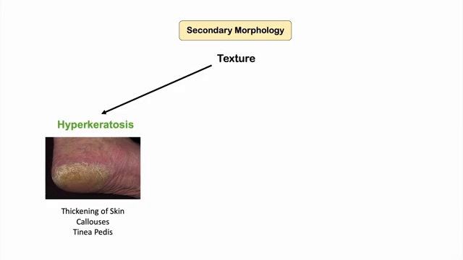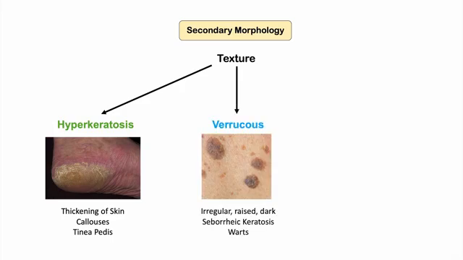And we keep going. There are more terms we can use for secondary morphology, and we do that by looking at the texture of the skin lesion. With regards to certain textures where we see a thickening of the skin, this is hyperkeratosis. We can see a hyperkeratotic appearance in things like calluses and in tinea pedis or athlete's foot. Another term used for texture is verrucous. Verrucous is an irregular, raised, and dark skin lesion. So you can see here, this is irregular, raised and dark in appearance.